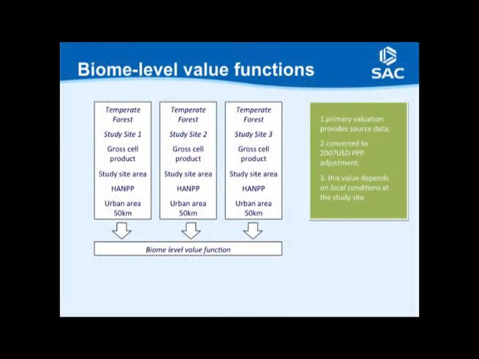The first thing we need to do is develop biome-level value functions. So back to economics 101, there are different ways that we can apply benefits transfer, which is basically borrowing a value from a study site, from primary valuation, and transferring it to a policy site. Okay? The most simplistic way, which, as I should state, is used in TEEB, if you look at TEEB for business, they use the most simplistic way of benefits transfer and have very large values as a consequence. The most simplistic way of doing benefits transfer is to take a single value, adjust it for purchasing power parity, and there's your value somewhere else.